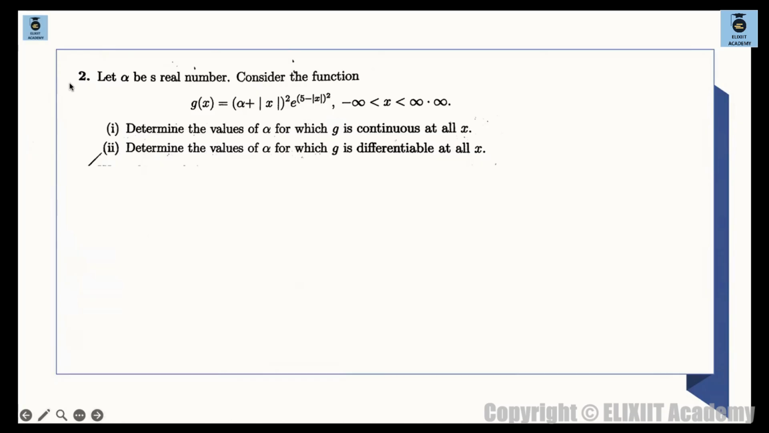Now we have this question which says let alpha be a real number, consider the function g of x is alpha plus mod x whole square into e raised to the power of 5 minus mod x whole square. We have to find the values of alpha for which g is continuous and g is differentiable. We can see that mod of x is always continuous, so alpha plus mod x is also continuous. Since mod x is continuous, 5 minus mod x will also be continuous, and e raised to the power of something will also be continuous. So this is a continuous function.